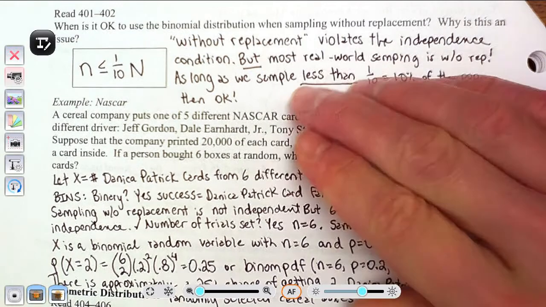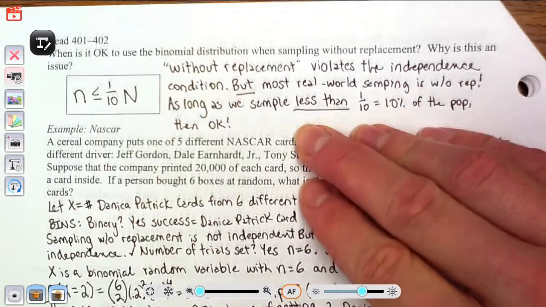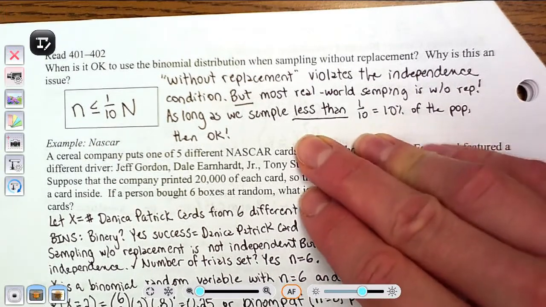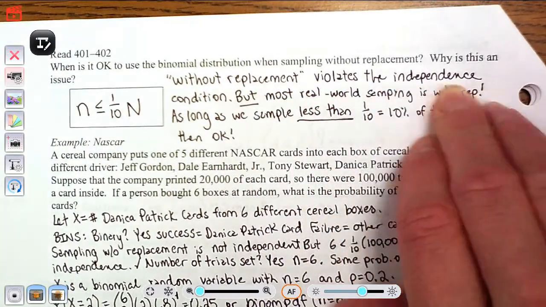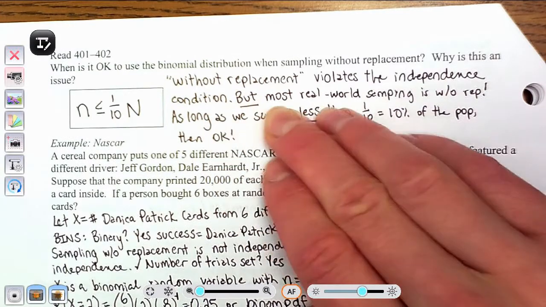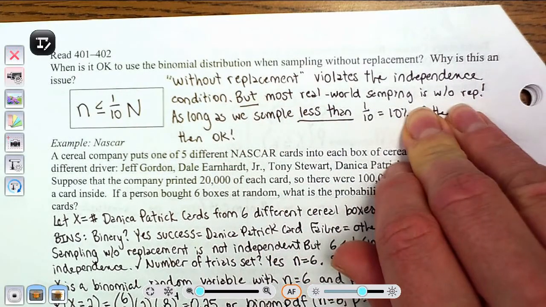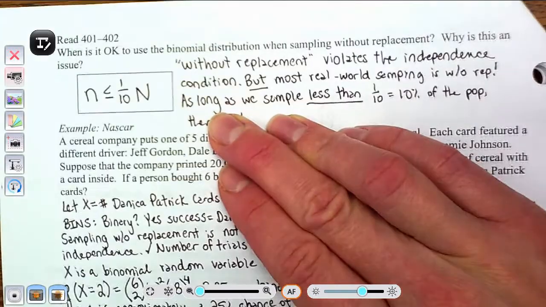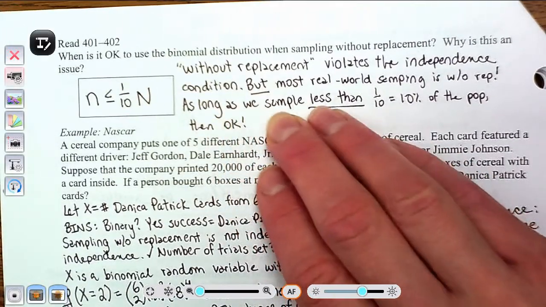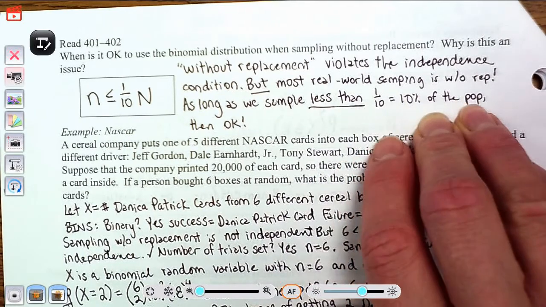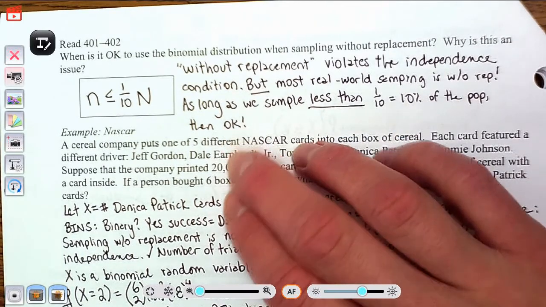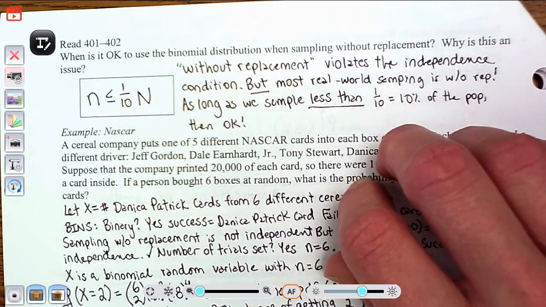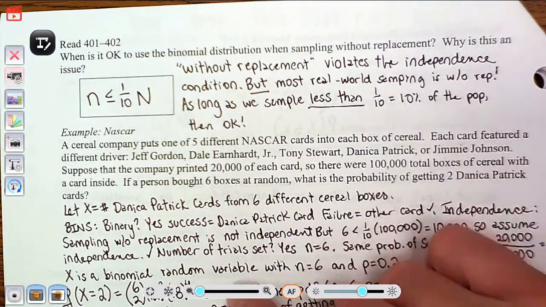No, on each trial, because everybody's probabilities that aren't selected are going up for being selected next. Okay, so without replacement violates the independence condition, but most real-world sampling is without replacement. So AP Stats and statisticians created this little caveat: as long as we sample less than 10% of the population, then we're okay. So if we had a population of 50, we could sample 5, 10% of the population.